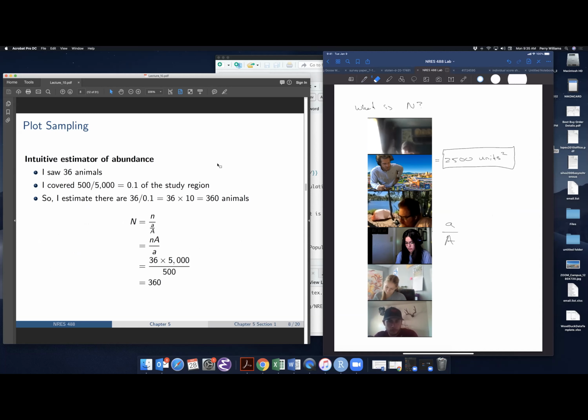So if we assume the ratio of the animals we've seen over the total number of animals there are equals the proportion of area we've surveyed divided by the total area, then we can do some rearranging of this equation to try and get N by itself. So if we do some algebra, we want to get this by itself. So we can multiply both sides by N.